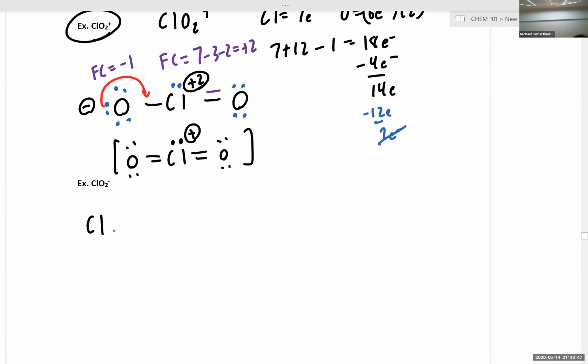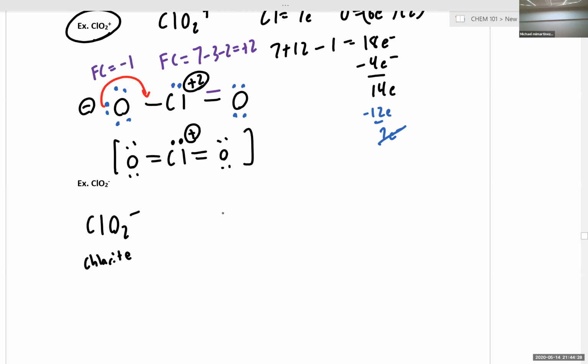Okay, let's look at ClO2. What do we call that? What is the name for that? It's a common polyatomic ion. What is ClO2 minus? What do we call that? Chlorite, exactly right. Wonderful, so this is chlorite. So I can even ask you to draw Lewis structures of common named compounds.